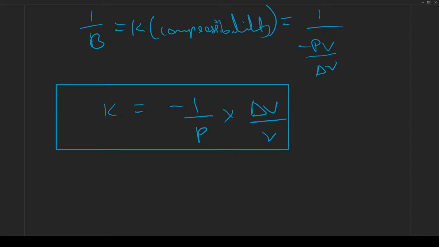These are solids. These are liquids. Water has a very small bulk modulus, 2.2, with ethanol being the least shown here and mercury being the highest. For gases, air at STP, standard temperature and pressure, has 1 into 10 power minus 4, which is very small compared to liquids.